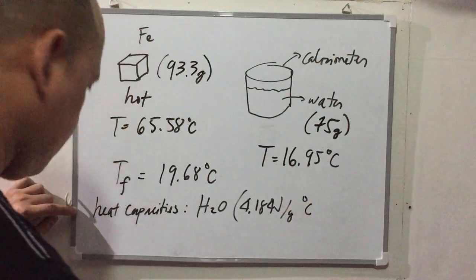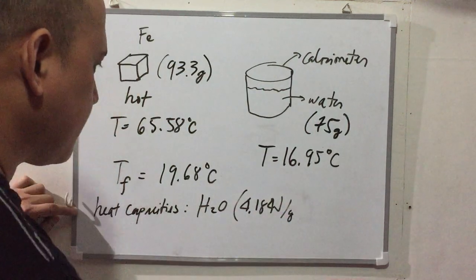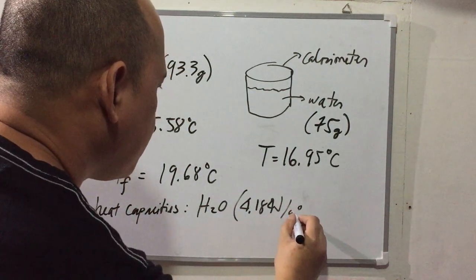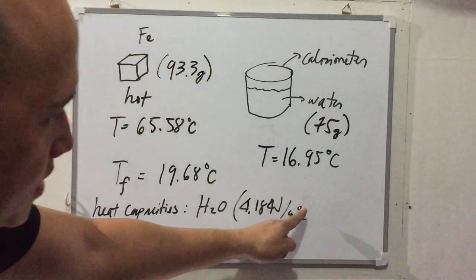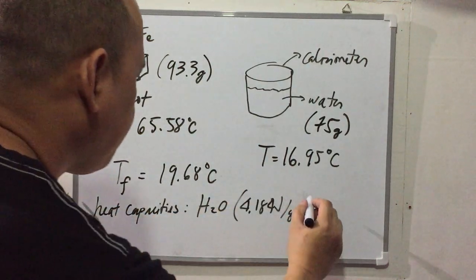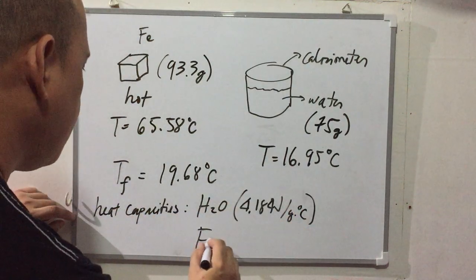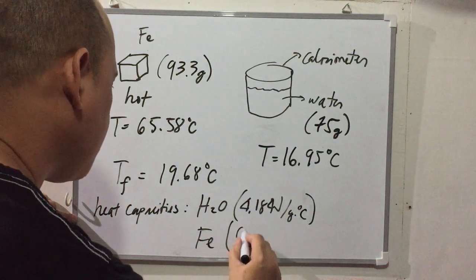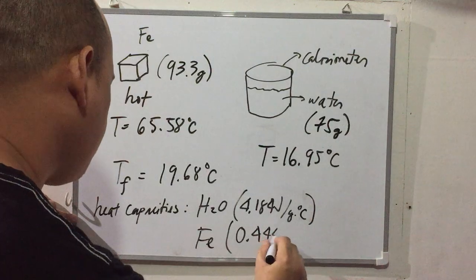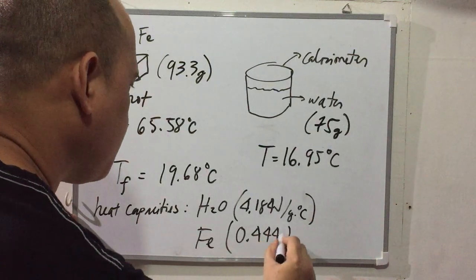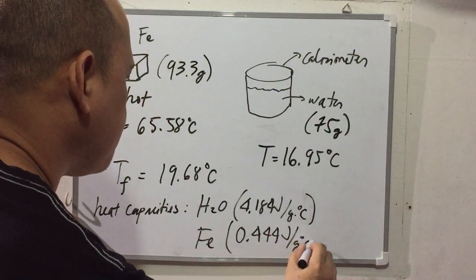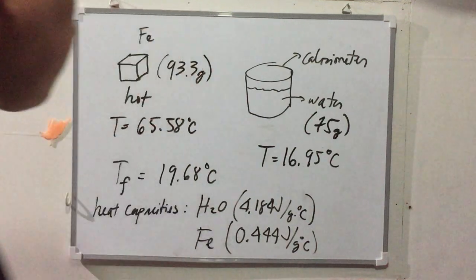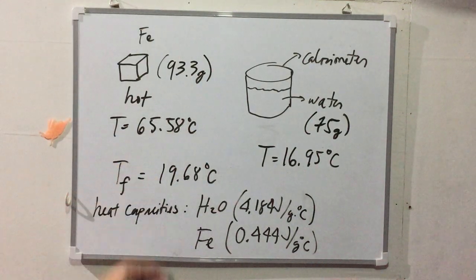Celsius. Let me write that better. Joules per gram degrees Celsius. So the degrees Celsius is in the denominator. And the iron ingot would have 0.444 joules per gram degrees Celsius. Okay? And that's all the data that we need.